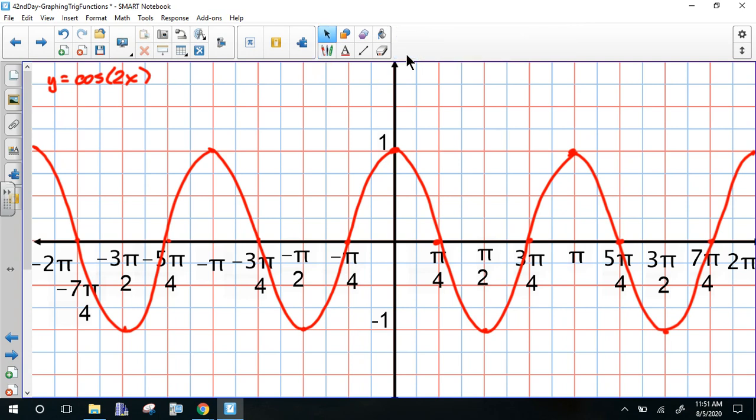So the bigger the number is in front of the x, the more compressed the spring looks like. You consider this a spring like a slinky. The closer they come together, the bigger the number is in front of x.